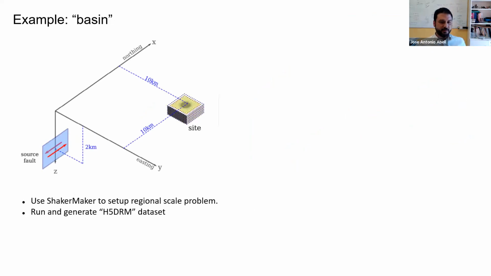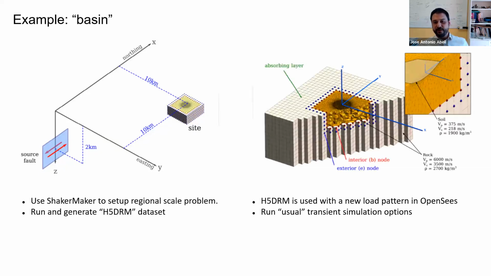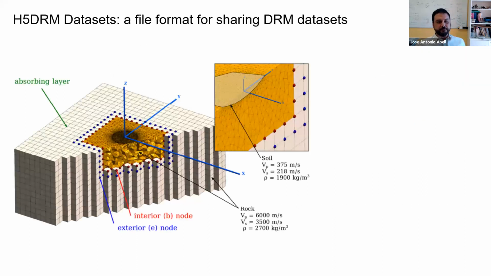Now, in a little example, we're going to analyze a little basin. This is in the ShakerMaker paper. We use ShakerMaker to set up the regional scale problem. We run it and generate an H5DRM dataset. Then the H5DRM dataset is loaded into OpenSees, which has a new load pattern that can read this type of dataset. And you just run your analysis with the usual transient simulation options. It's just adding the DRM dataset as a load pattern, and the rest of the model is the same, and you would run it as any other model.